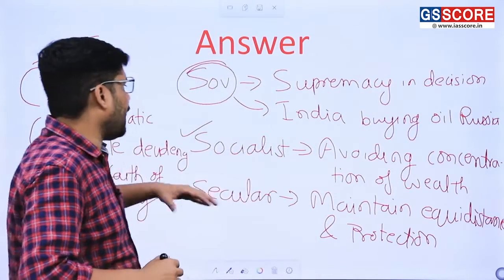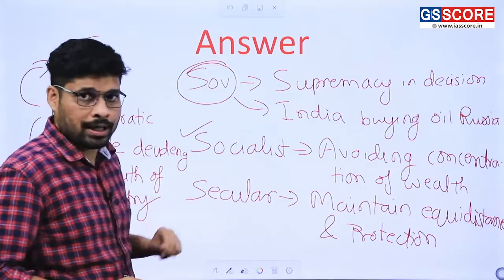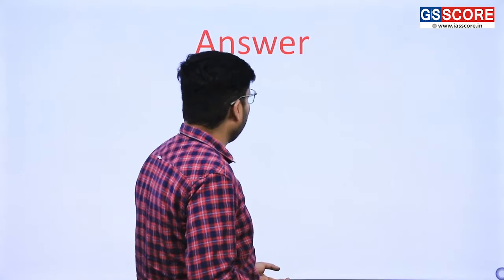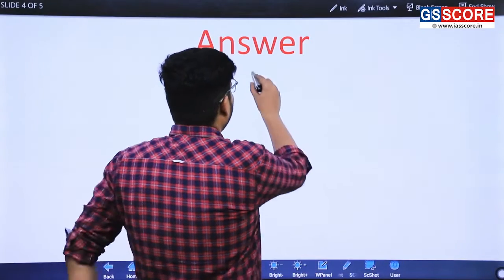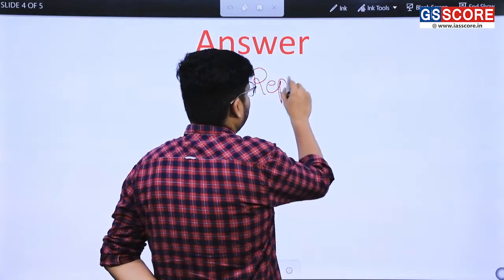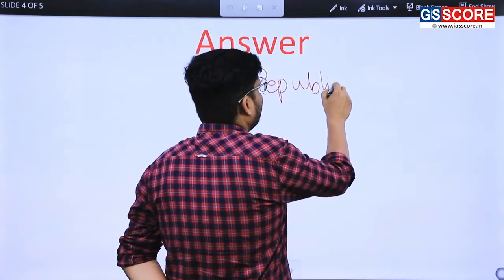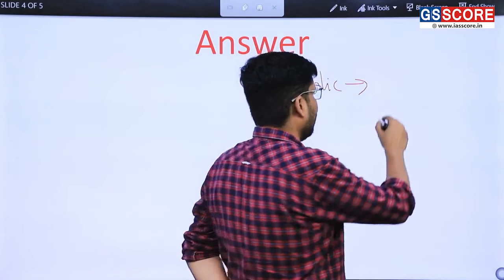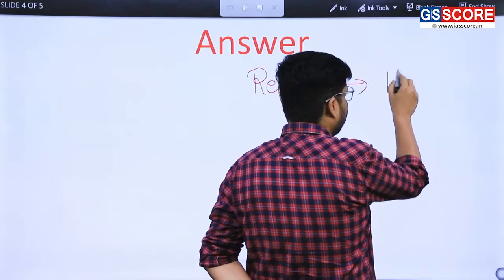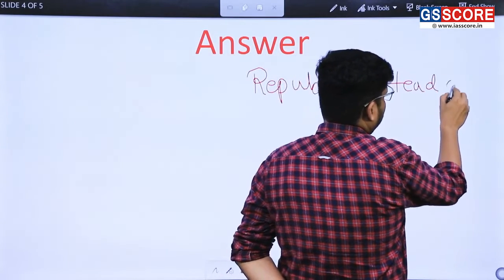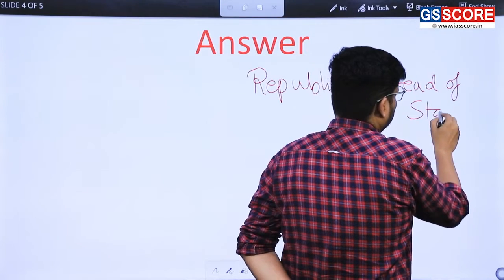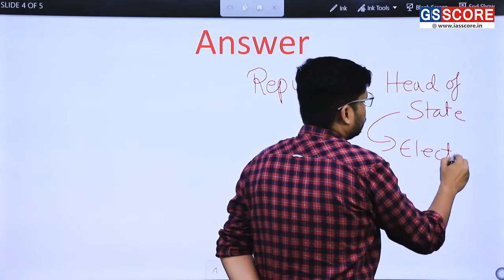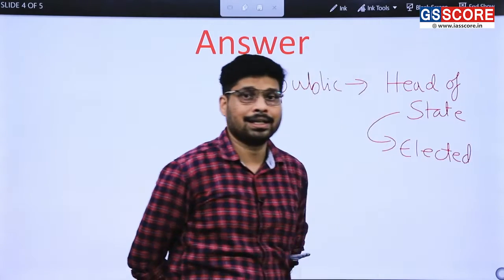And now because we are explaining the terms, attached with republic, what we should also do is take republic into consideration. Explain this particular term. What is republic? Republic is a country where the head of state is elected.